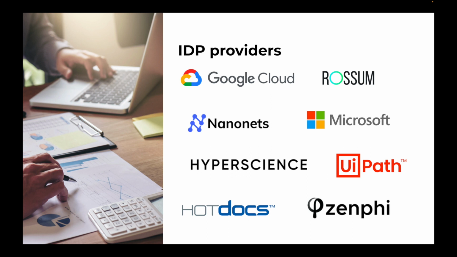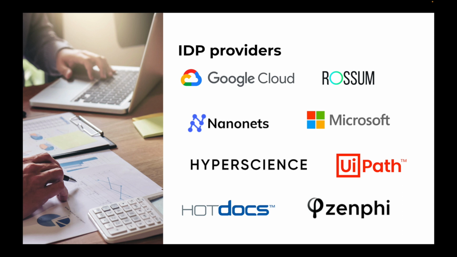On the other hand, you've got other providers like Hyperscience, Rossum, Nanonets, and Hotdocs. These are IDP providers. So basically, you can upload your invoices to their systems, or one way or another send your invoices to their systems, and then they can output the result to another system or a specific document, CSV, etc.